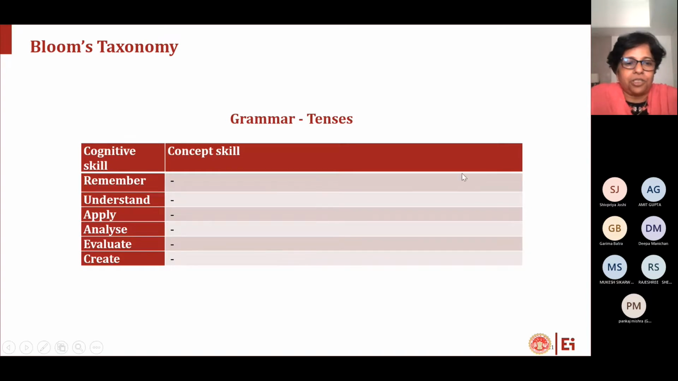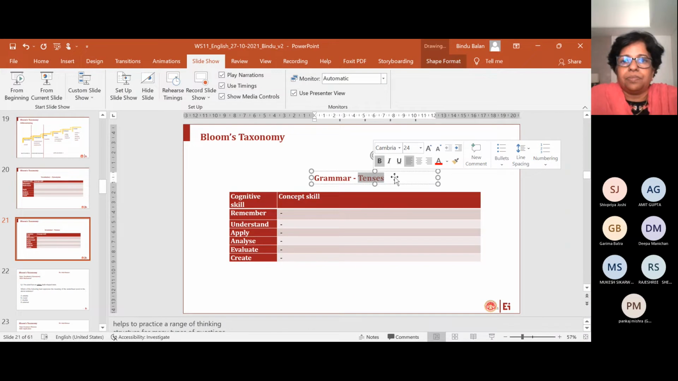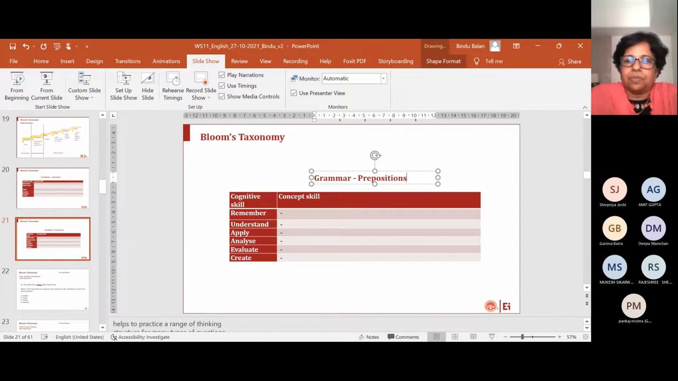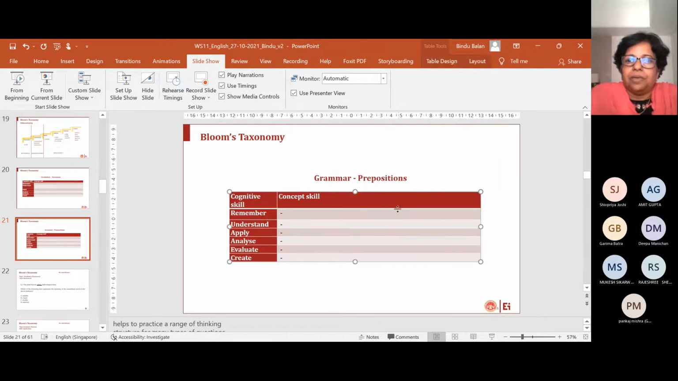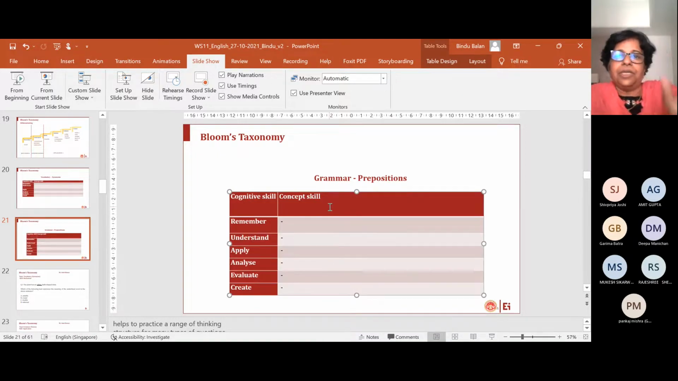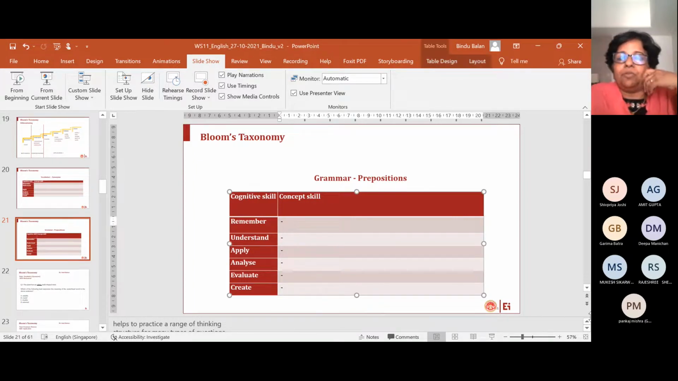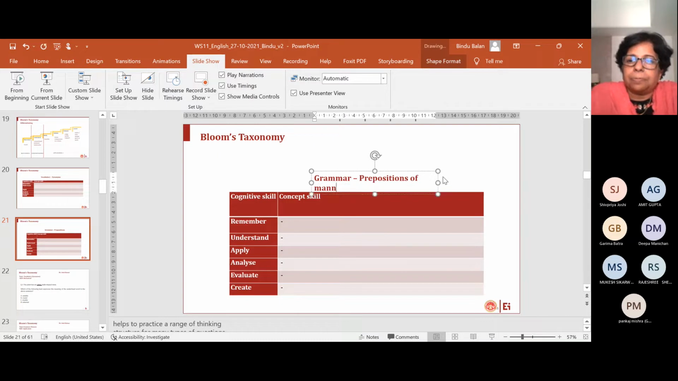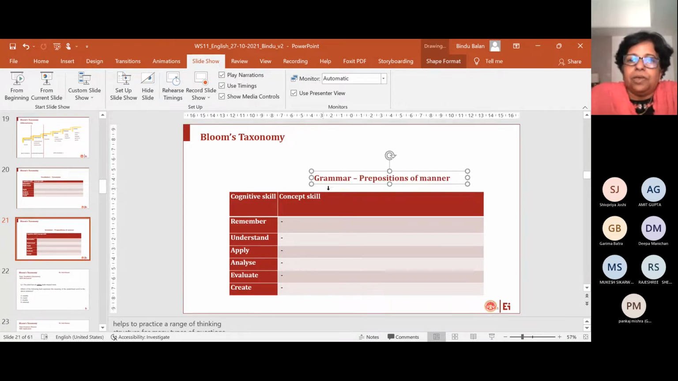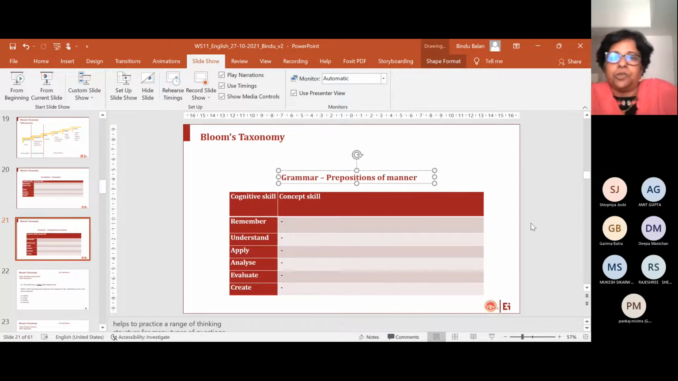Okay, I will just change this to prepositions. Can you all see my screen? Yes, we can see. So suppose we are teaching prepositions, and we adopt Bloom's taxonomy to teach prepositions. At the remember level, what will you teach when you're starting with prepositions of manner? Suppose you're teaching a unit on prepositions of manner. How will you start your lesson?